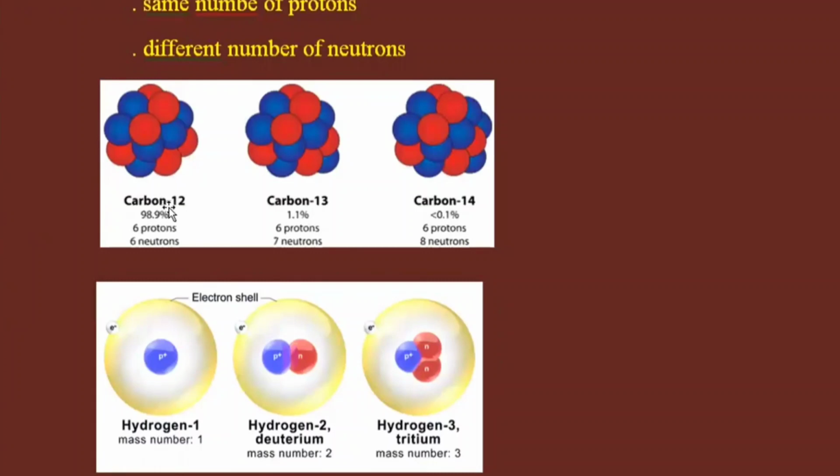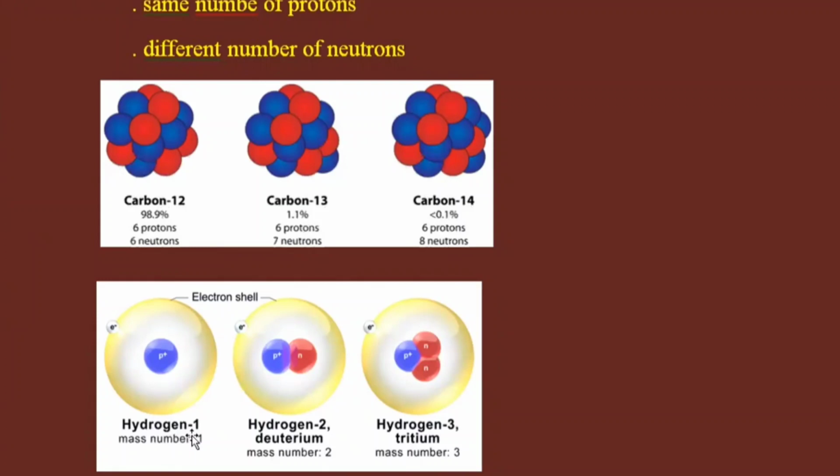Our first example is isotopes of carbon. You know carbon has three isotopes: carbon 12, carbon 13, carbon 14. All of these isotopes have the same number of protons, that is 6 protons in all of them. But the number of neutrons in them is different. Carbon 12 has 6 neutrons, carbon 13 has 7 neutrons, and carbon 14 has 8 neutrons.